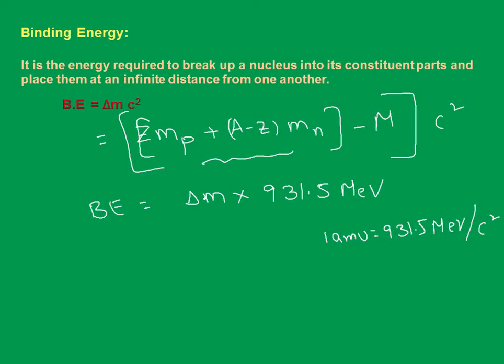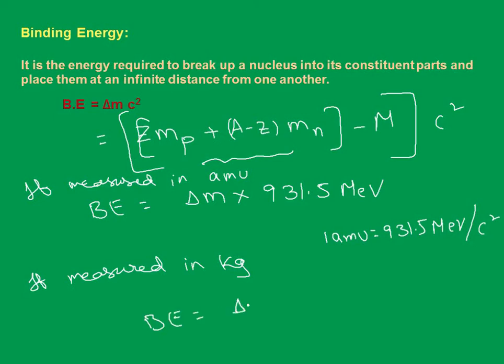Okay? Right. If all the masses are measured in AMU, this is the formula. If measured in kg, we can write down the binding energy as delta m into c square straight away, in joules. No problem at all. Are we clear with this? Okay? Right. Now let's look at the next topic, binding fraction.